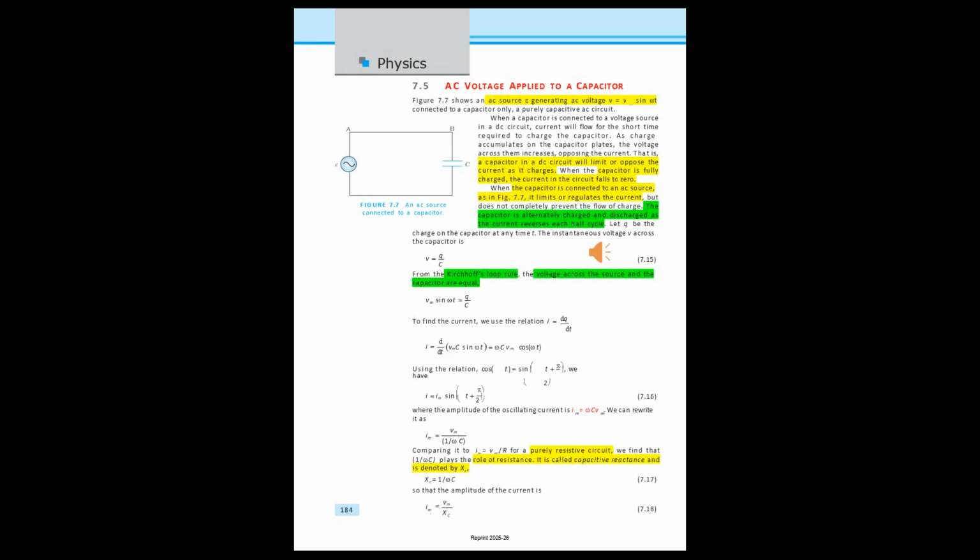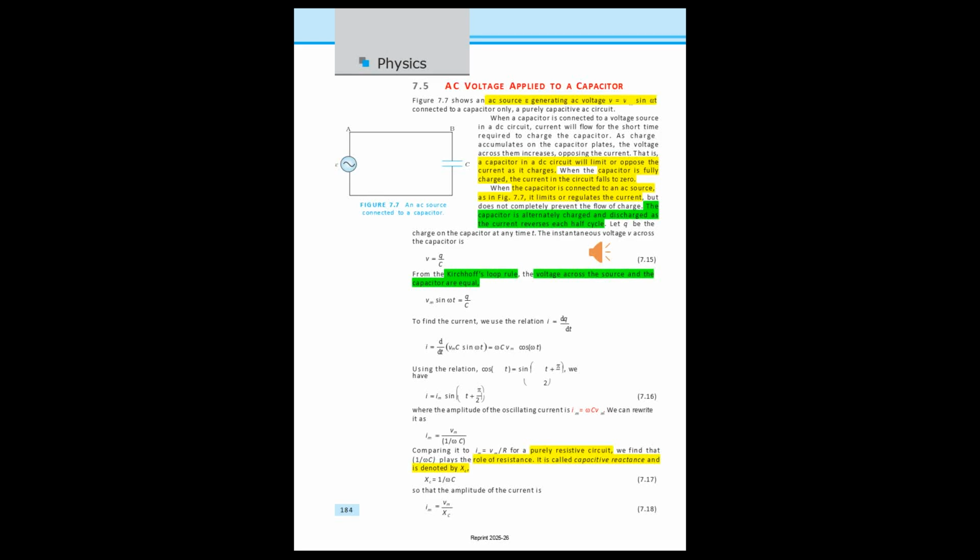Now, let Q be the charge on the capacitor at any time t. The instantaneous voltage V across the capacitor is given by V equal to Q by C. From Kirchhoff's loop rule, the voltage across the source and the capacitor are equal. So, Vm sin omega t is equal to Q by C. To find the current, we use the relation I equal to dQ by dt, and I is equal to d by dt of Vm C sin omega t. This is for Q, the charge, and that's given by omega C Vm cos omega t.